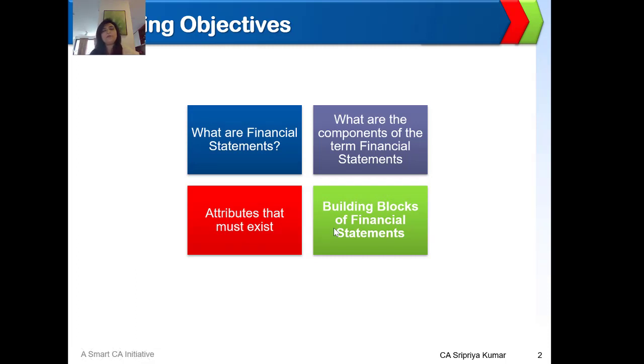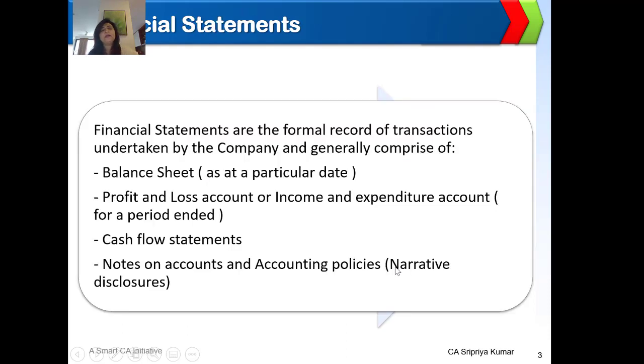Now, this is very important because the bulk of the work that you do as an article trainee relates to financial statements and audit of financial statements in whatever form, right? So, whether it's a partnership, a proprietorship, or a company, we perform an audit to express an opinion on the financial statements. So let's start.